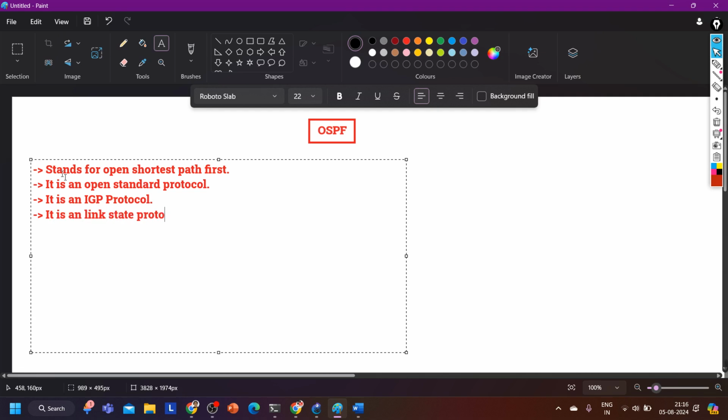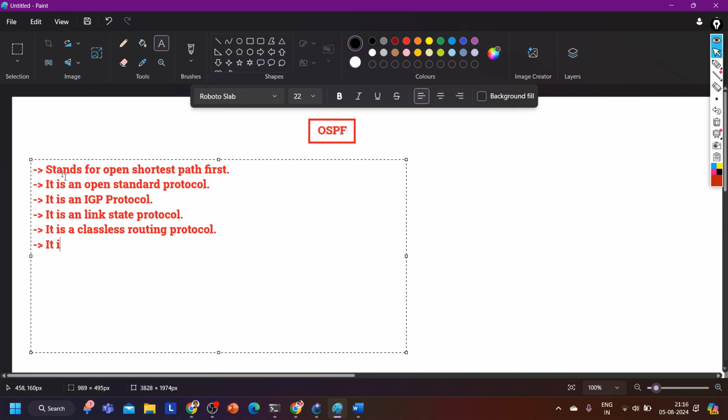Link state protocol. Then what can be the other point? Link state routing protocol. Classless routing protocol.